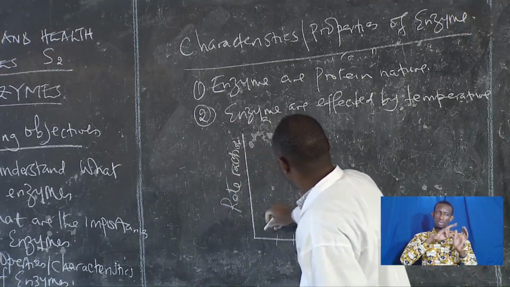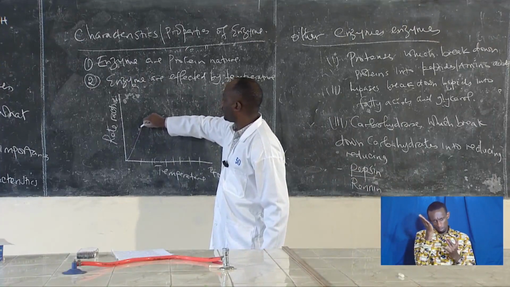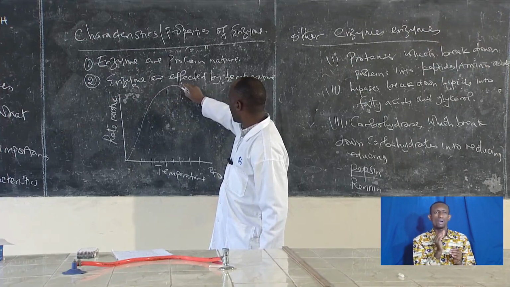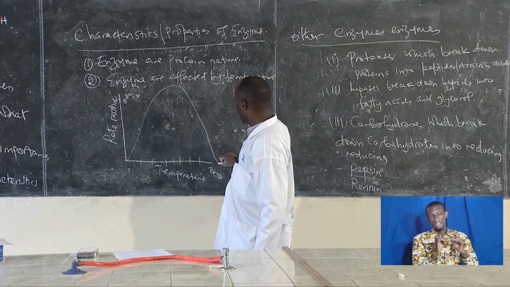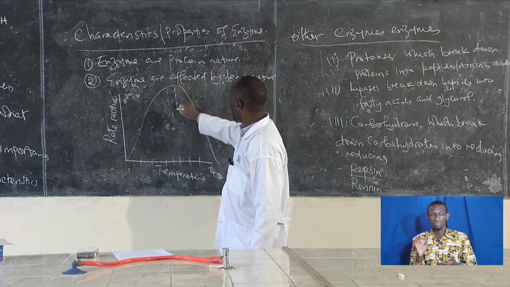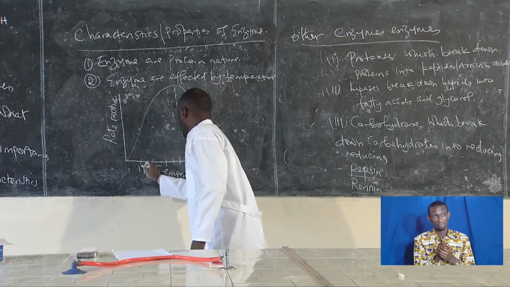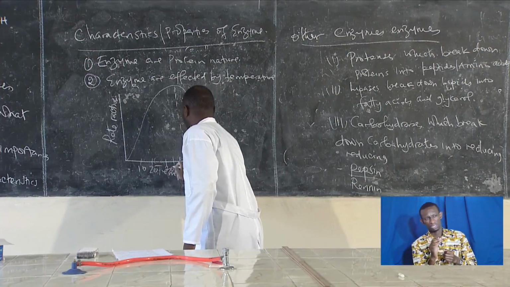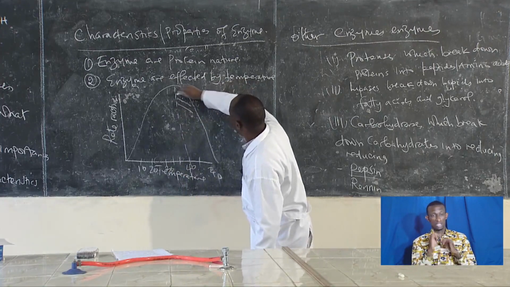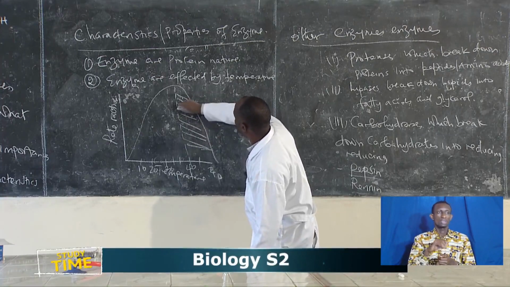So as the temperature increases, the rate of enzyme catalyzed reaction also increases. It increases as the temperature increases. But when it exceeds the optimum temperature, the optimum temperature must be around 40. All right? Let me say this is 10, this is 20, this is 30, up to 40. When it comes to here, the enzyme catalyzed reactions are affected.